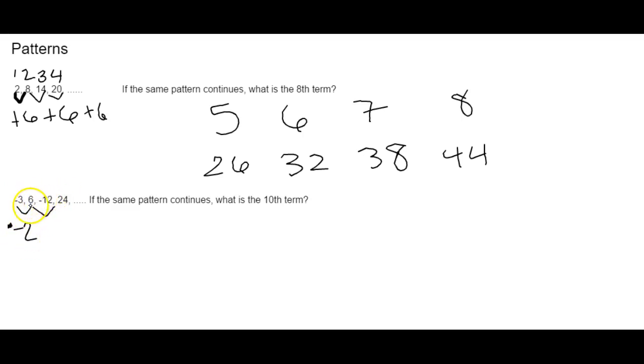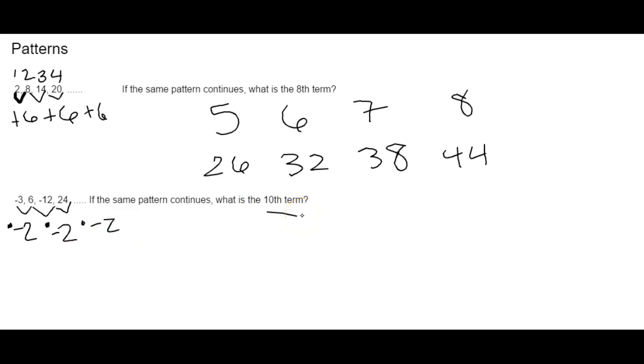Then we try again. To get from 6 to -12, we're multiplying. A positive times a negative makes a negative, so negative again, and then 6 times 2 is 12. So we can check the last one just to be sure. -12 times -2 does make the 24. So our pattern is to multiply by -2.